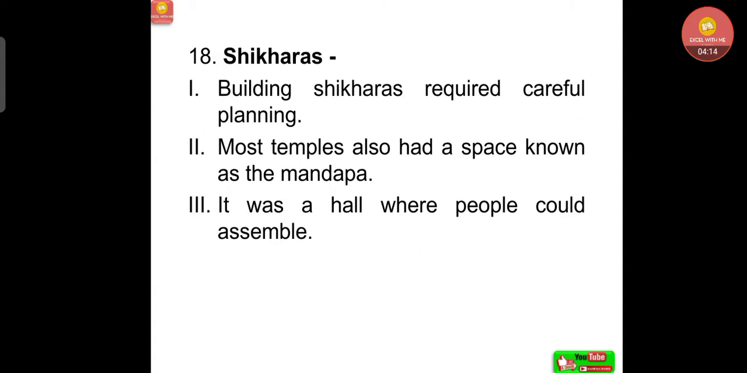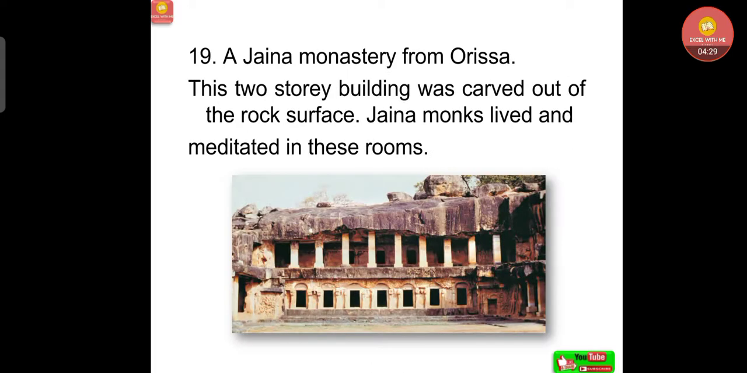Now, let's see the statements related to Shikharas. Building shikharas required careful planning. Most temples also had a space known as the mandapa. It was a hall where people could assemble. So these are the statements we have to remember related to shikharas.